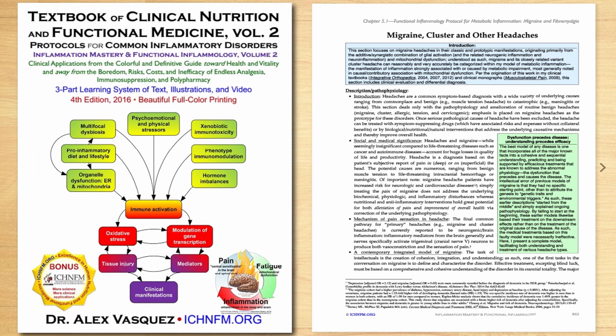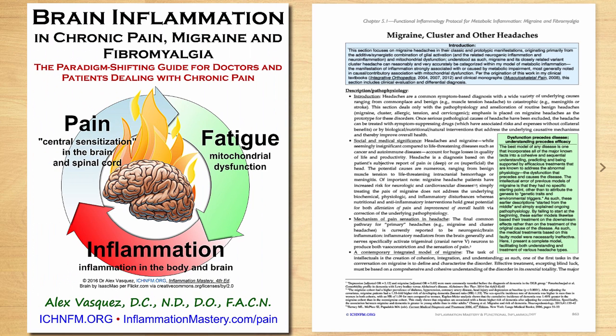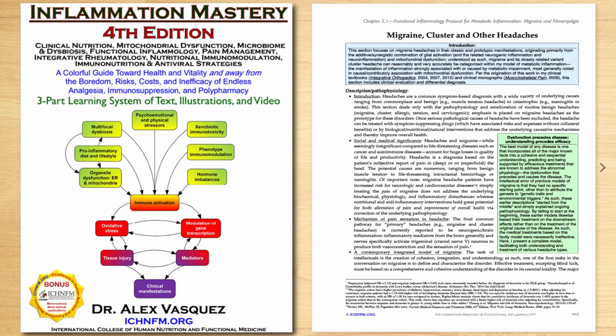and that gives me a chance to review with you what I think are some of the more perhaps confusing terms and more complex disease models that ultimately underlie and support the scientific basis for the treatment plan that I've outlined. So let's look here at Chapter 5.1, Migraine, Cluster, and Other Headaches.